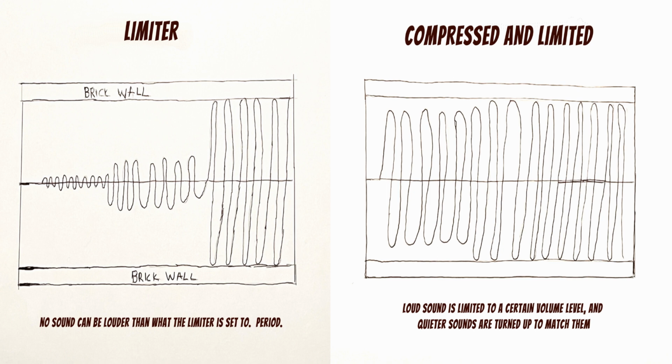Whereas a compressor is forgiving and it kind of gently dampens, but will occasionally let something louder through. A limiter does not. It stops it right there. That loud sound wave does not get any louder after it hits that brick wall.